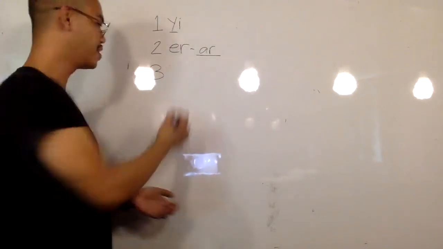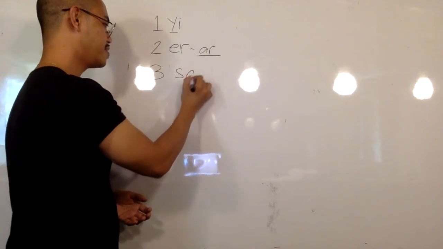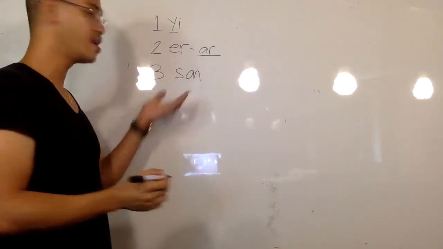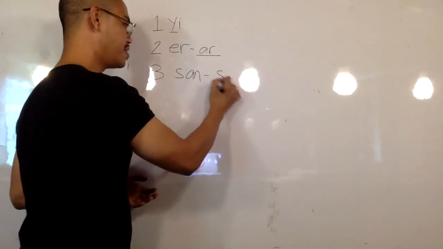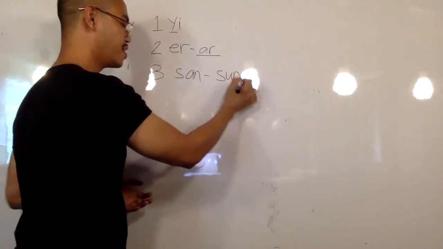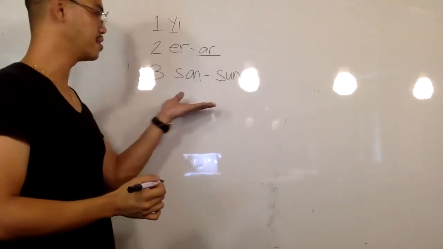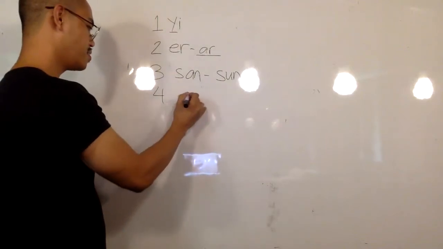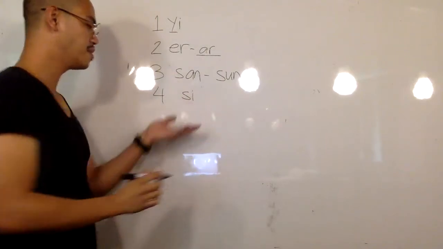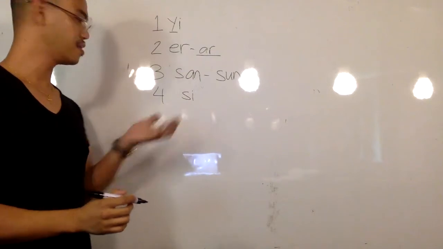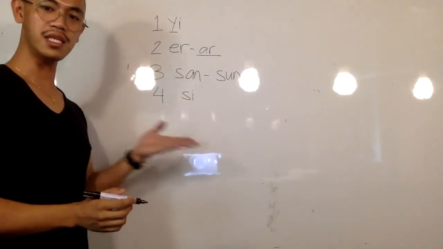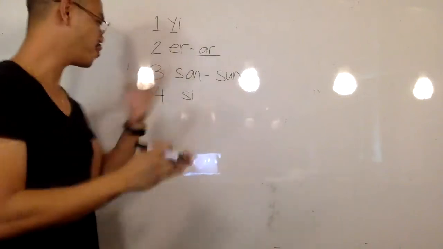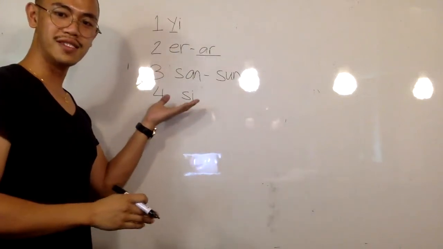Number 3 is san. Sun, as in the sun, like the sunshine. San. Number 4 is si. Not C, C is a wrong pronunciation. We pronounce it as si.